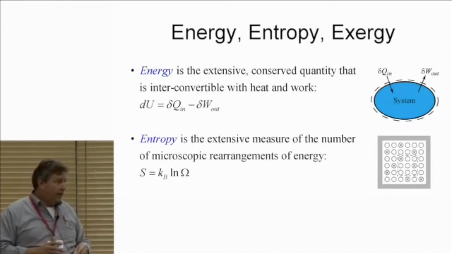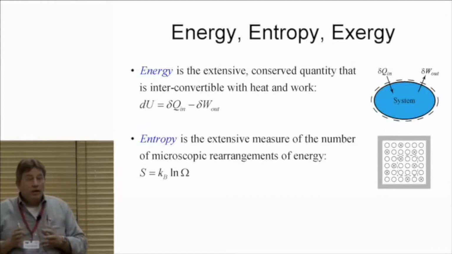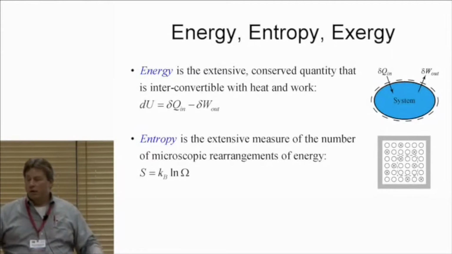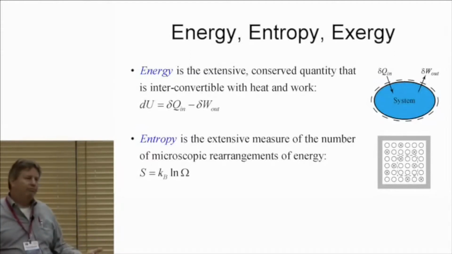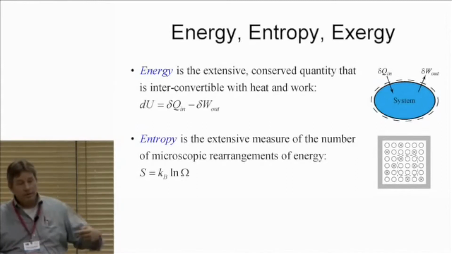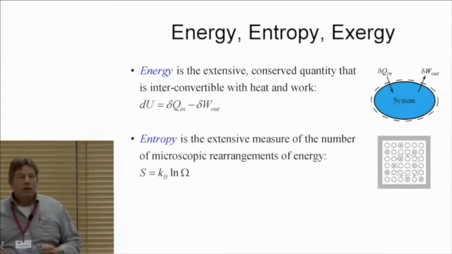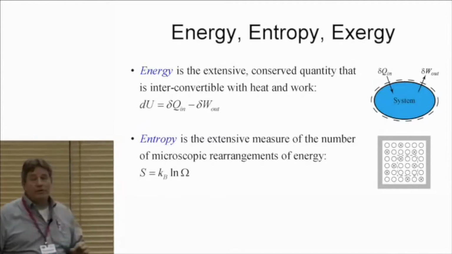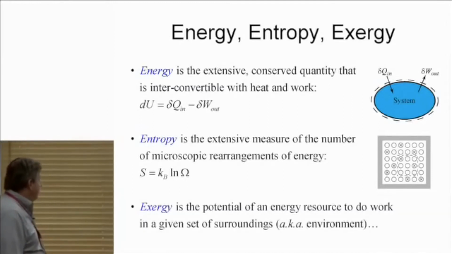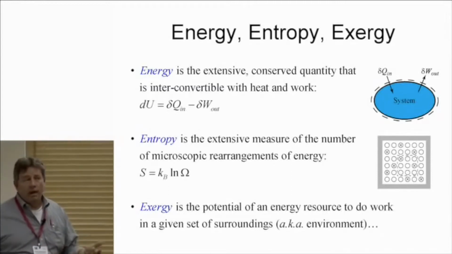You wanted the high pressure tank because you could connect it to a turbine and make the air go through that turbine, right? If it was not organized in that tight tank, I couldn't do that. If I just put the turbine in the room here, some air is going to diffuse through the turbine, but the odds are as much air diffuses the other way. So it's not really going to be the basis of a startup company. Okay, so that's what entropy is about. And we already got to the third point. Exergy is the potential of an energy resource to do work in a given set of surroundings, aka an environment. And that's what we want to go after.